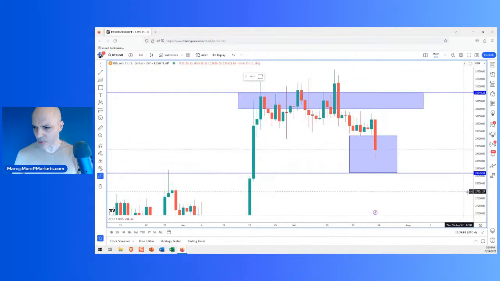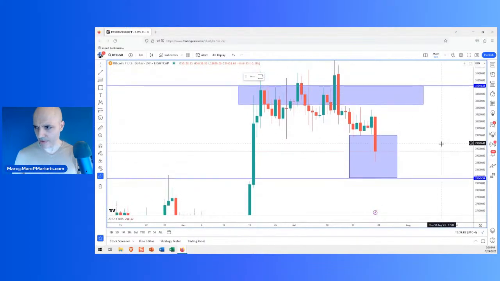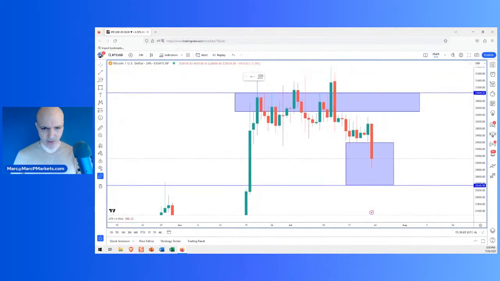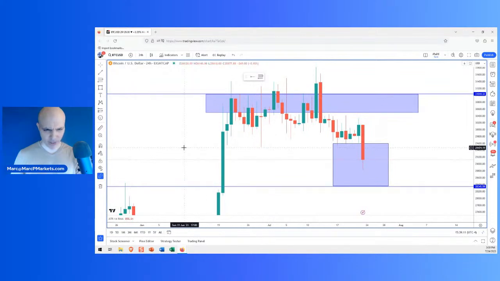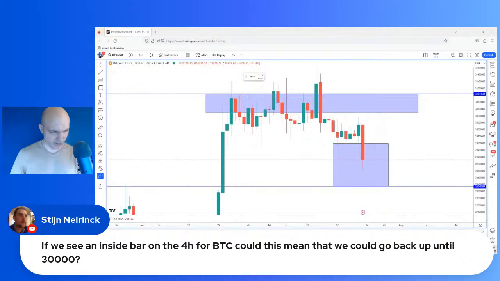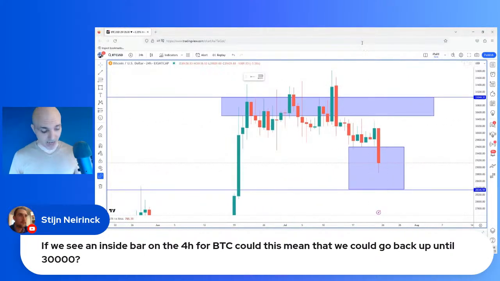Now, let's take the step a little further here, because Stian asked a question, and that question goes straight into the point that I want to make with this Bitcoin situation. Here's his question. I'm going to just put it up. If we see an inside bar on the 4-hour for Bitcoin, does this mean we can go long or we can go back up to 30,000? So the 4-hour chart, this is a daily chart, but it's going to be the same idea.